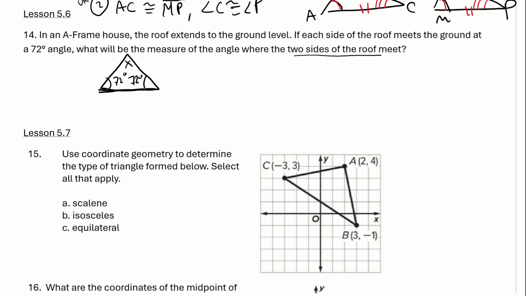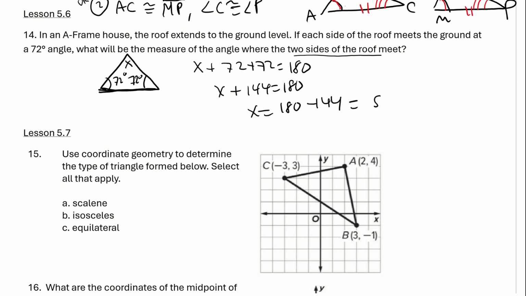So remember, this adds up to 180 degrees by the triangle angle sum theorem. So we got x plus 72 plus 72 equals 180. So we got x plus 144 equals 180. So just subtract 144 on both sides. So we get 36 degrees. That's it. Pretty easy.